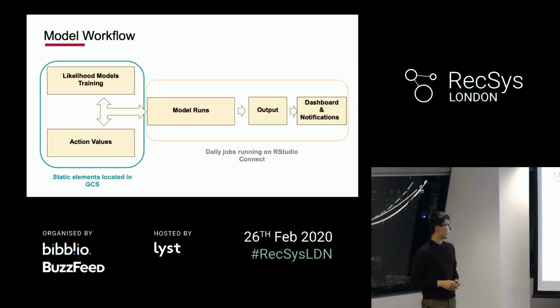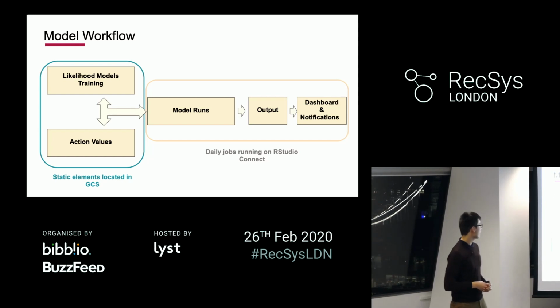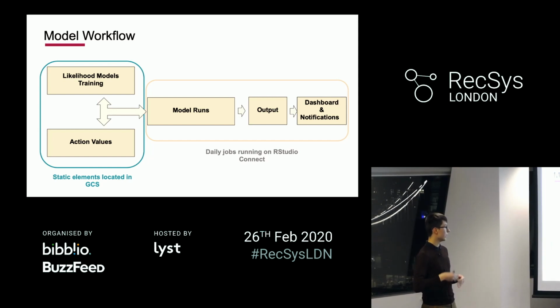Let's move on to the workflow of our recommender system. It consists of two main parts. These are the static elements located in Google Cloud Storage, and a dynamic daily model run. The static elements consist of the likelihood models and the action values. The likelihood models predict the probability that a given user will take some action in the future, and the action values indicate the expected increase in engagement from taking a given action.